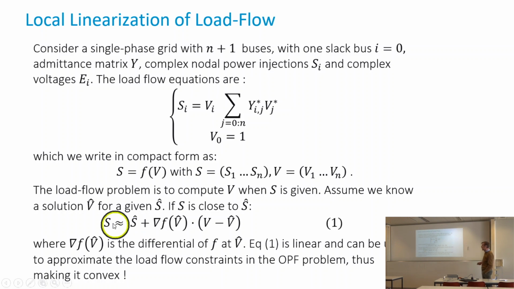We're just pretending that S is equal to this linear thing. So with the DC approximation, we had a linear approximation. Here we have another linear approximation that is more accurate, will include also reactive power, losses, everything, but is accurate only in a neighborhood of a given point, V hat here.